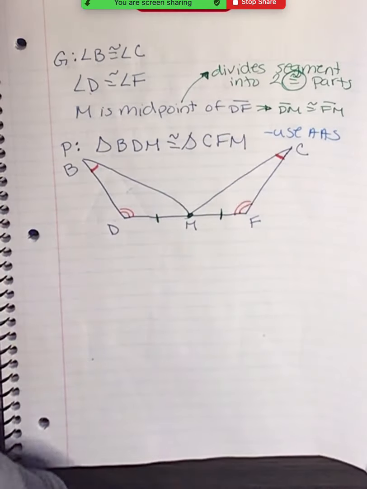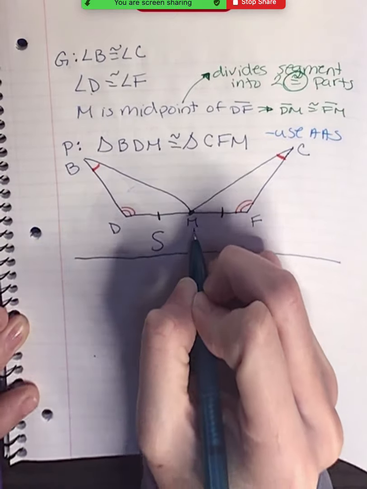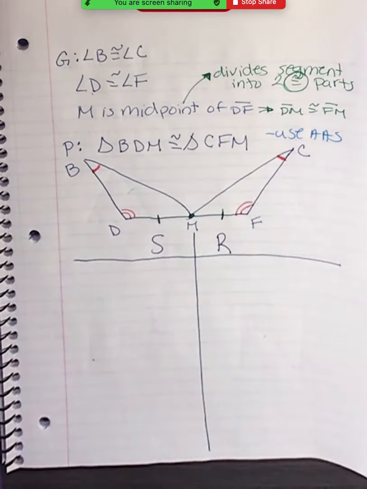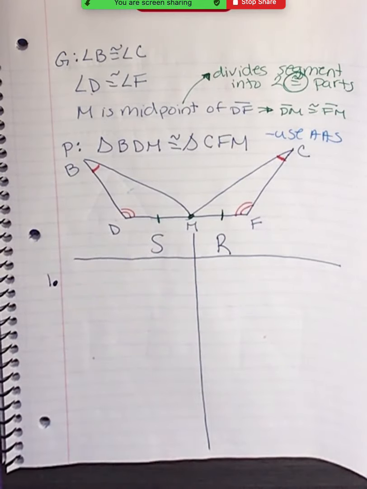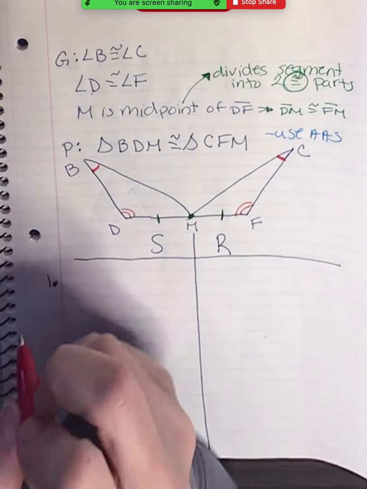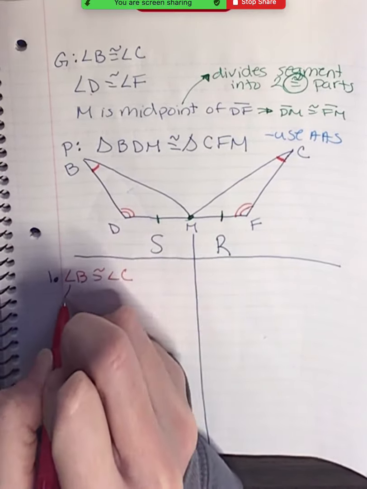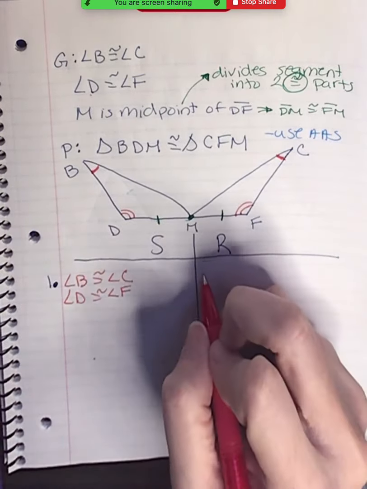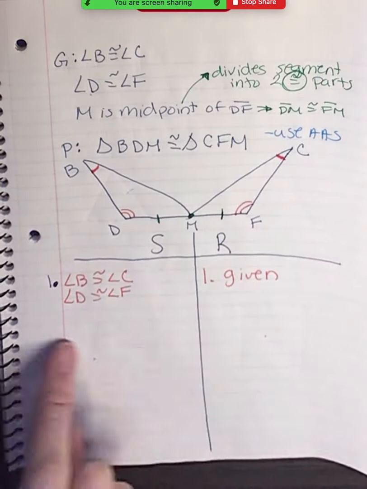And we've got our proof. Okay, and we just have to write it out. Okay, so start with what is given to you. Angle B is congruent to angle C. Angle D is congruent to angle F. Okay, those we're just going to leave by themselves.